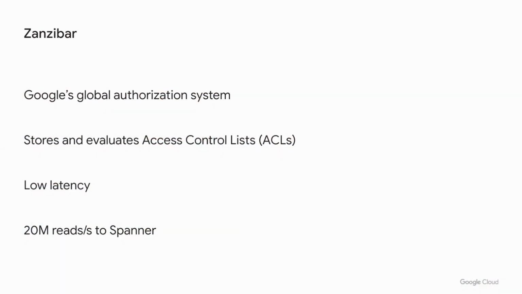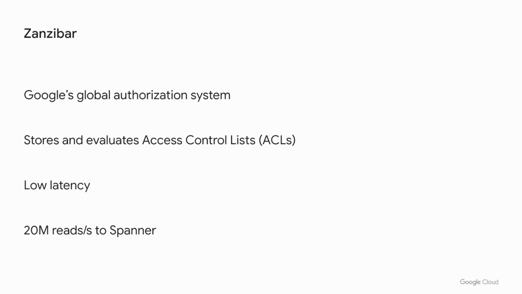Let's talk about a more advanced usage of Spanner. Zanzibar is Google's global authorization system. They use Spanner to store what's called access control lists that mediate access to various objects. For example, the fact that I, Daniel, am able to access this slide deck you're seeing was probably mediated by Zanzibar. Zanzibar is an extremely low latency service. They aim to finish 95% of their checks within 10 milliseconds. And they're a pretty big user of Spanner. They do about 20 million reads per second to Spanner.